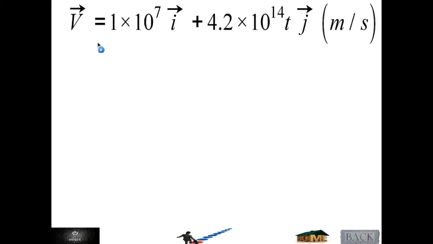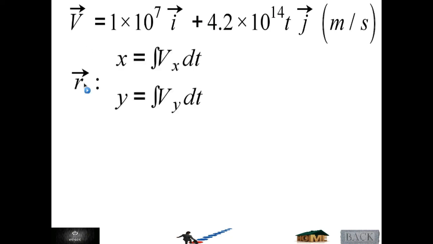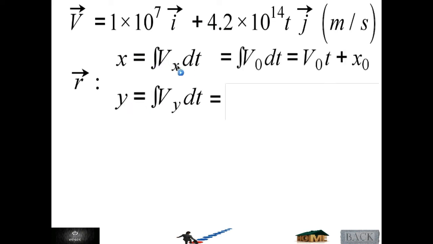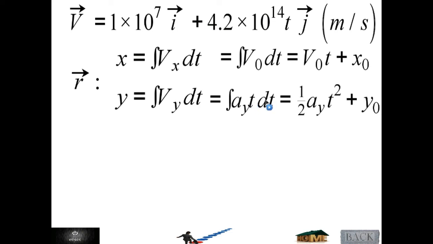So now that we have the velocity, we can calculate the position vector r. So r is the integral of v with respect to time. We also split the position vector into its components x and y. So x is the integral of vx dt and y is the integral of vy dt. Vx equals v0, so it is v0t plus a constant which is x0. Vy is ayt, and the integral of ayt dt is half ayt square plus a constant which is y0.